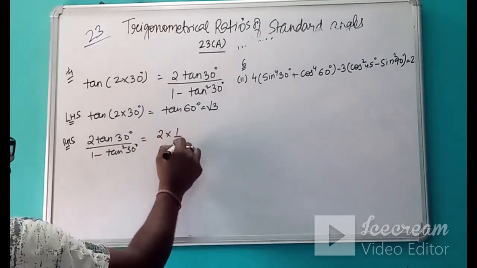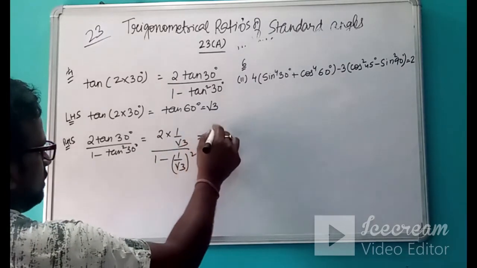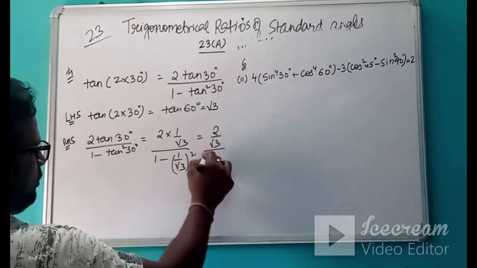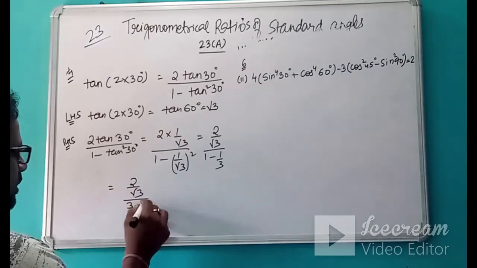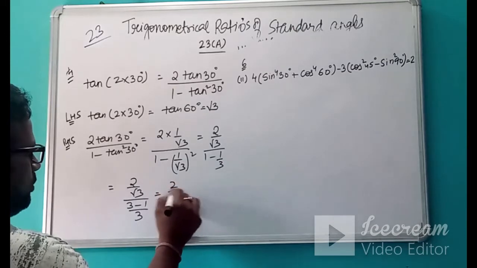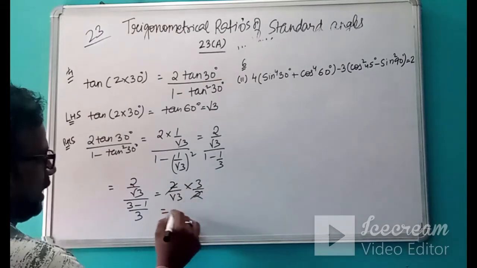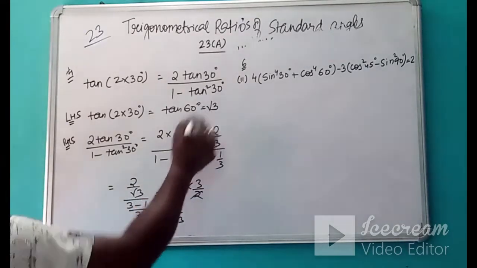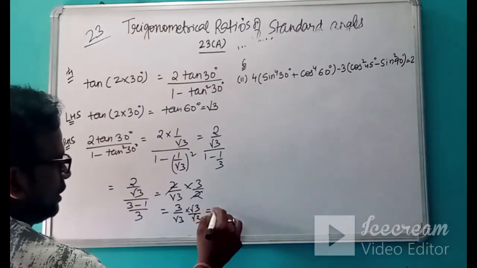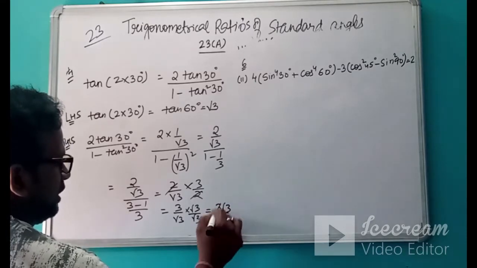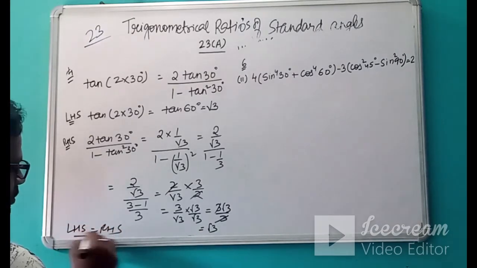So it is 2 into 1 by root 3 upon 1 minus (1 by root 3) whole square. So it is (2 upon root 3) upon (1 minus 1 upon 3). When you solve it, you will get (2 upon root 3) upon (3 minus 1 upon 3), that is 2 upon root 3 into 3 upon 2. So this 2 and 2 will cancel. What you will get? 3 upon root 3. But what we need is root 3. So I will do the rationalization. By rationalization, it becomes 3 root 3 upon 3, and 3 cancel. Answer is root 3. So we can write LHS equals RHS.